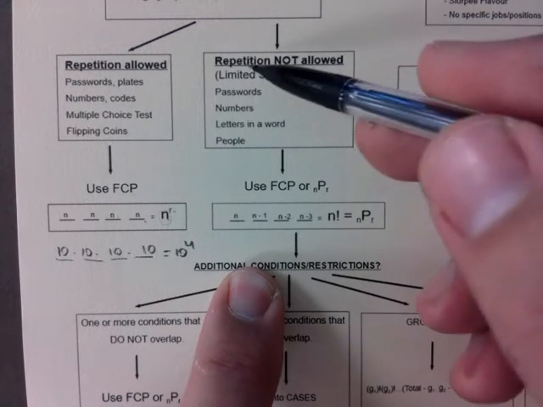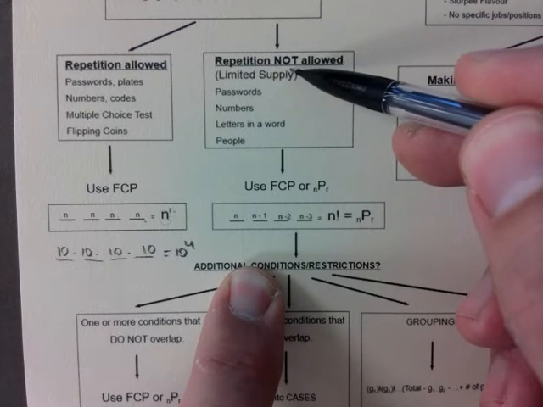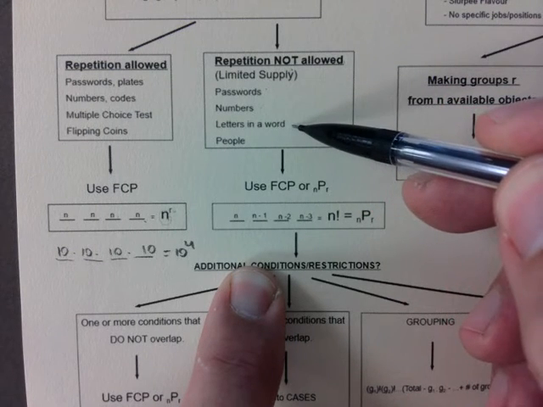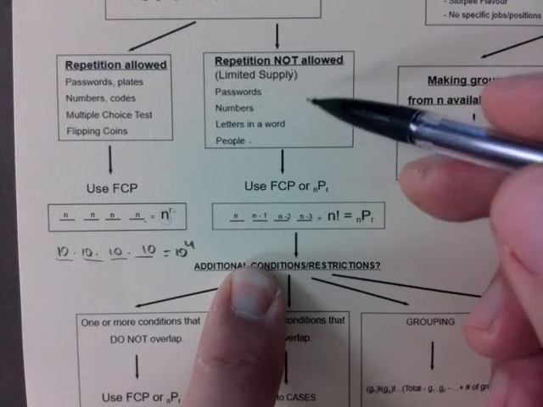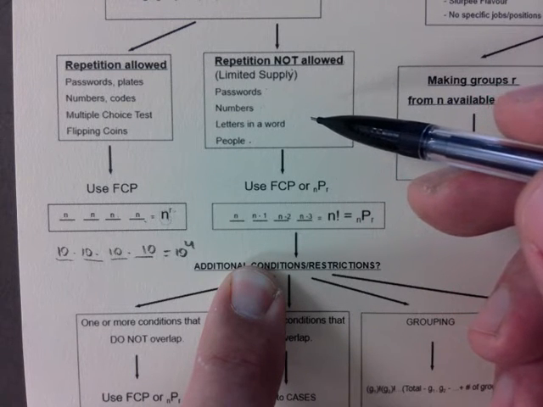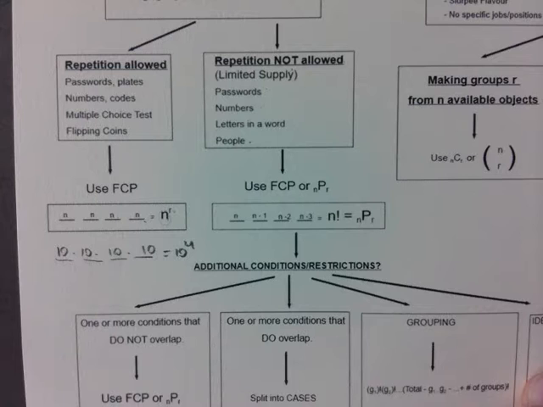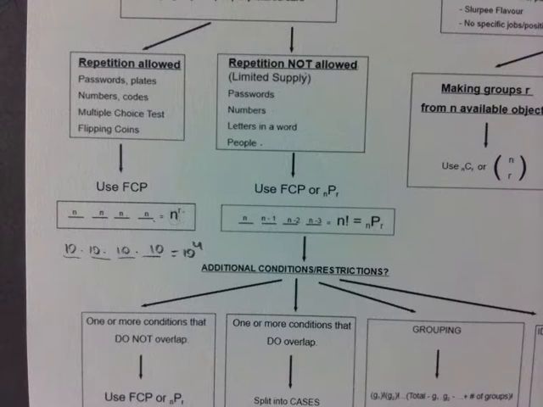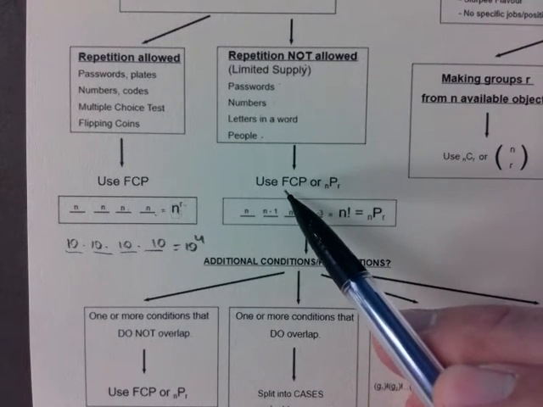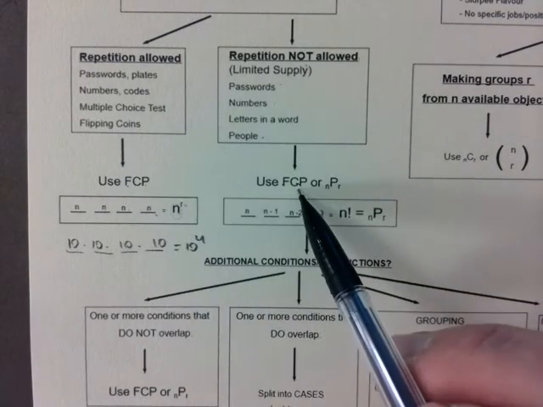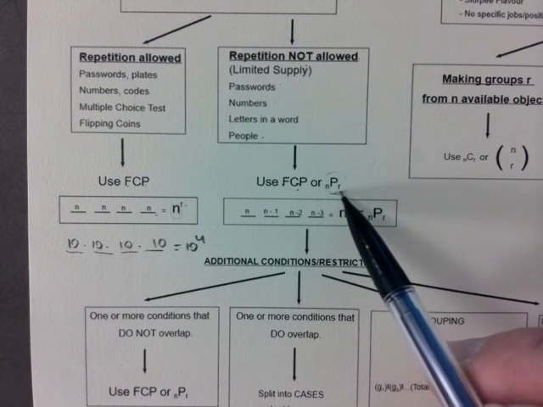Then the other branch is where repetition is not allowed, so you have a limited supply. That could apply to passwords as well, numbers, letters in a word, people. If I tell you that you have cards 1 to 9 in a bag and you're trying to make a number with those cards, that's a keyword that as you're grabbing, your options are shrinking. You can still use the fundamental counting principle. Anytime there's a permutation, the fundamental counting principle is always an option.